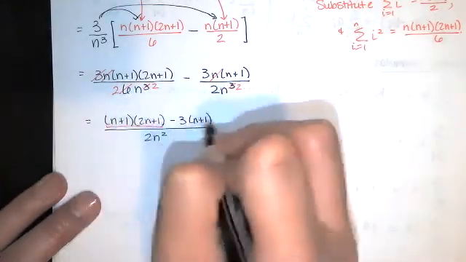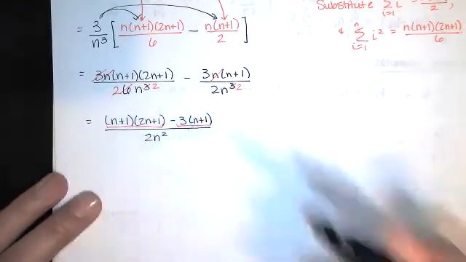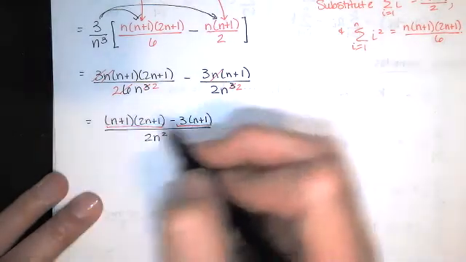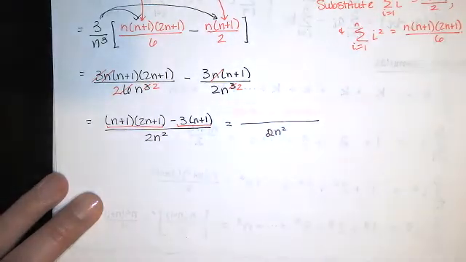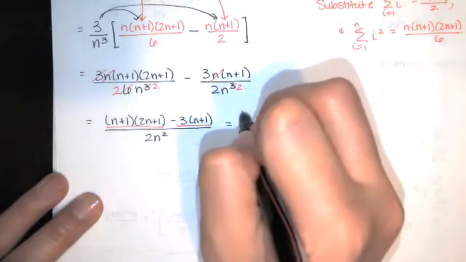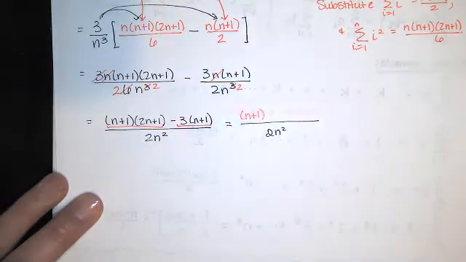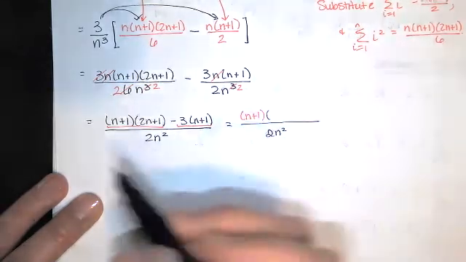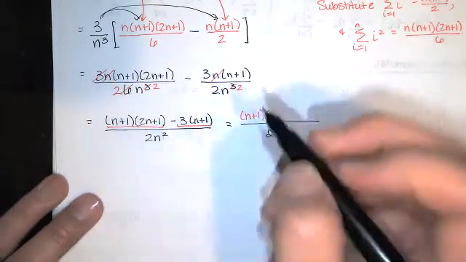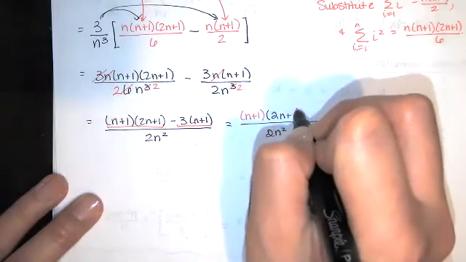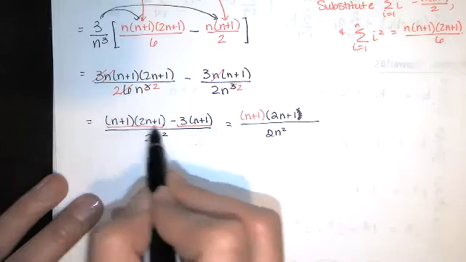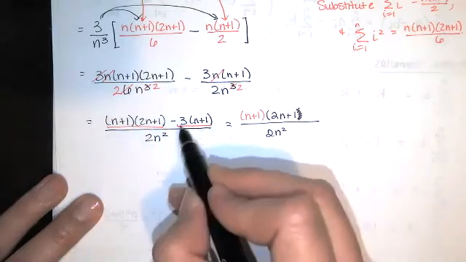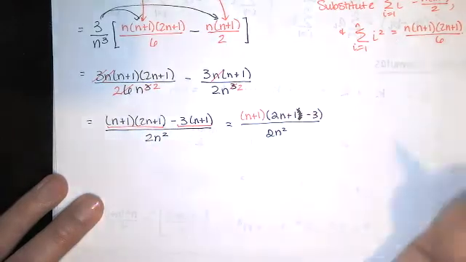So I look at this, and I see that they have an n plus 1 in common. So we factor out the n plus 1. And then what's left over is I take n plus 1 and I'm multiplying by 2n plus 1. So that times that gives me the first term, and n plus 1 times a negative 3 gives me the second term.